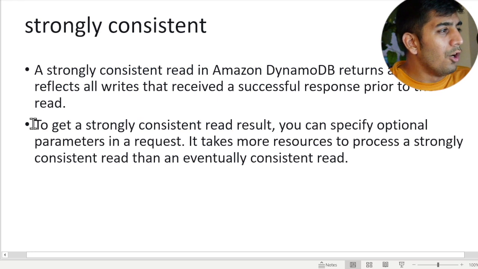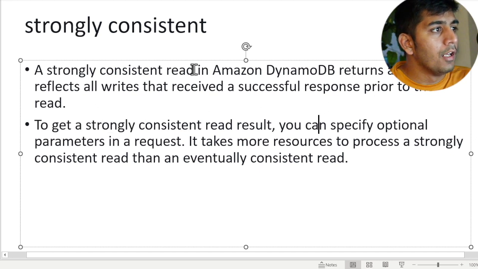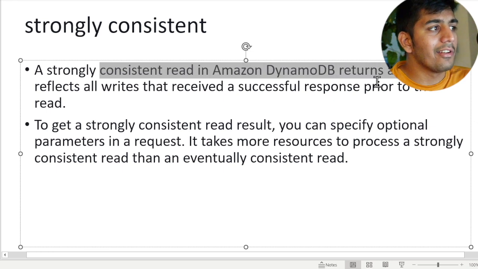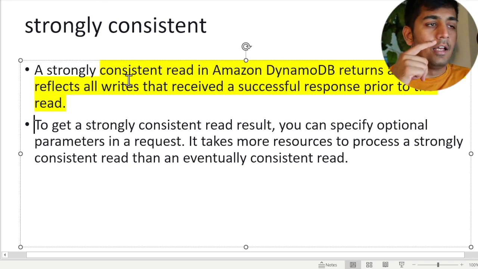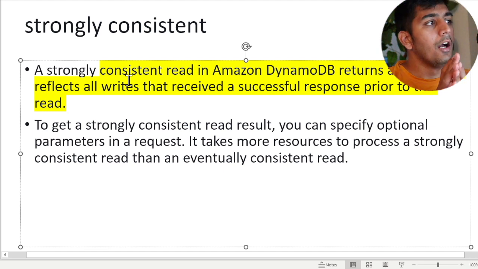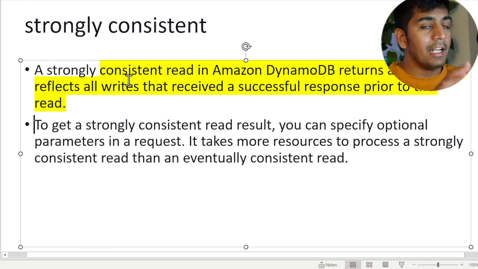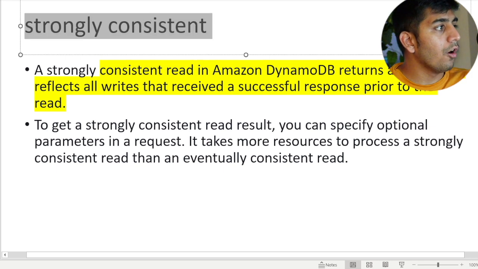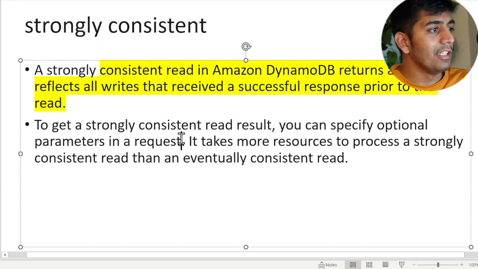This is important. On the other hand, strong consistency will take additional resources, but it ensures that a read in Amazon DynamoDB returns the result that reflects all the writes that received a successful response prior to the read. This is important to know for the theory part: what strong and eventual consistency are. Depending upon your use case as an application, you can go for strong or eventual, but by default eventual consistency is the default option. If you want strong consistency, there is an optional parameter in Boto3 or whatever library you're using, and you can easily configure that.